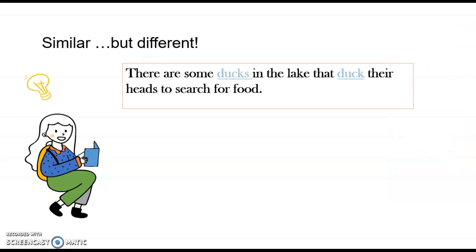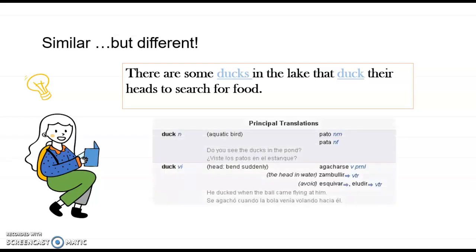Similar but different. Sometimes a word looks and sounds very similar. Look at this example. There are some ducks in the lake that duck their heads to search for food. What is the difference between the two words? Of course, a dictionary can help us, but only if we pay attention to the different options and the characteristic of each option. Read the dictionary entry to find out. I'm going to give you 5 seconds to read it and decide the difference between the words. If you need more time, pause the video.